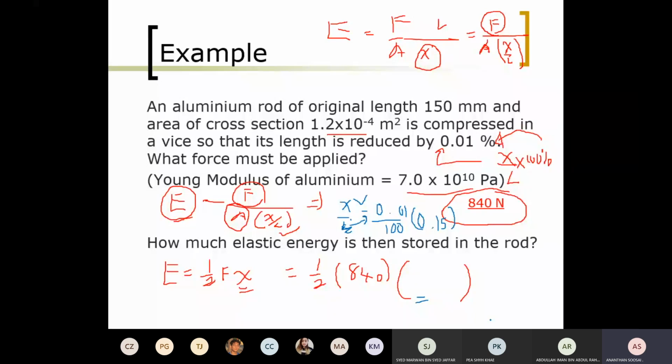So what's the answer you got? Anyone? So I believe you get 6.3 times 10 to the power negative 3. Does anyone get a different answer? So all of you got the same answer. So yeah, let's get the extension from X over L. X over L is 0.01 over 100. Okay, the question is not that challenging, it's manageable. The only thing different in this question is that X over L together is given.